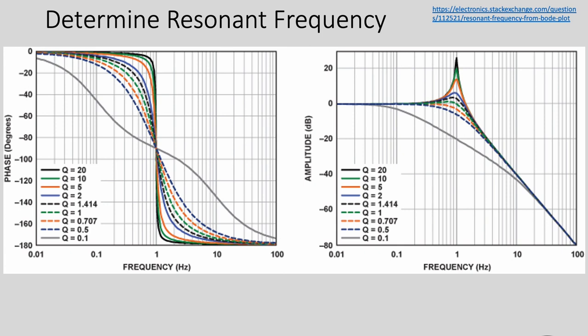And similarly, going back to the phase diagram on the left side, if you see where Q equals 0.1, you can see that while the decrease is still 180 degrees, it's not as sharp of a slope compared to the Q equals 20, where there is a very sharp slope. However, that inflection point, regardless of the damping value, is still at -90 degrees, or half of those decreases from the poles.